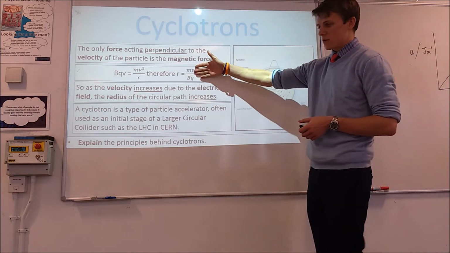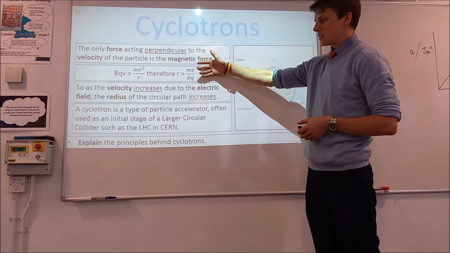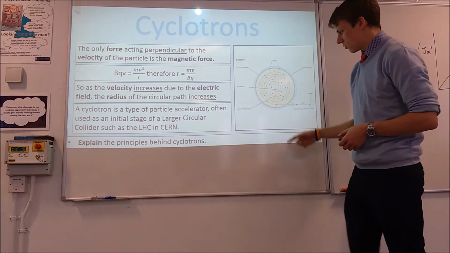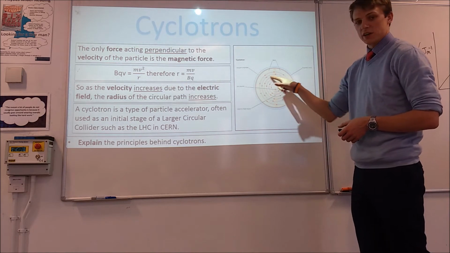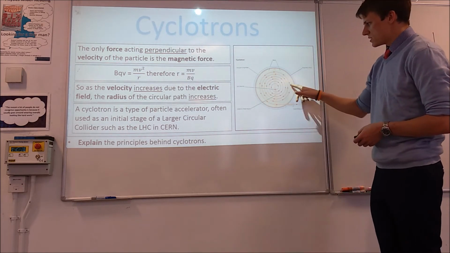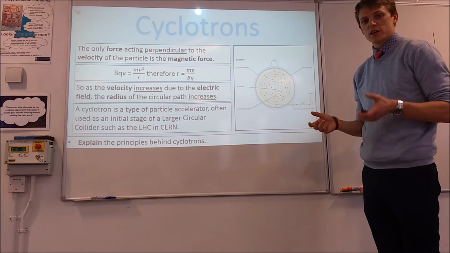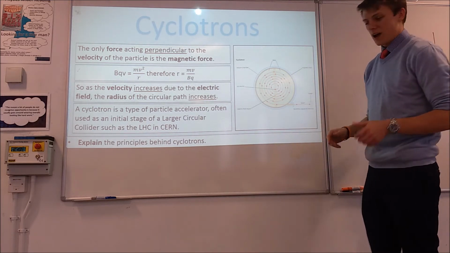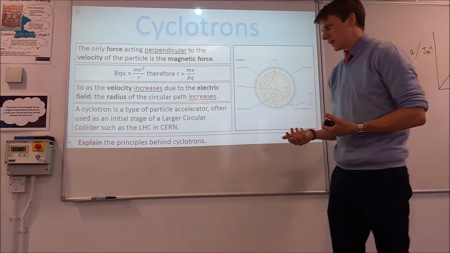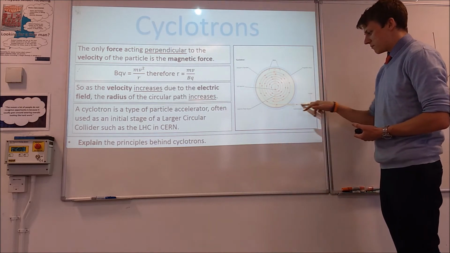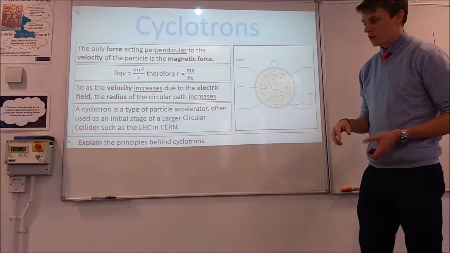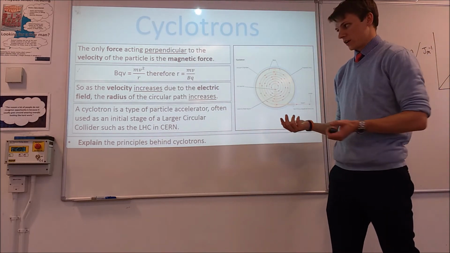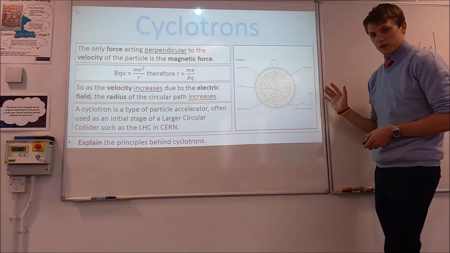So if we use our electric field to accelerate or increase the speed of our particle, we can increase the radius of the circle, which is why we get this quite nice spiral coming. And when we reach a certain radius, we know we've reached a certain velocity that we might want, we can take that ion out by turning off our magnetic field, and we've got a very fast moving charged particle which we can use in a particle accelerator like the LHC at CERN, for example. Okay, so that's one application.